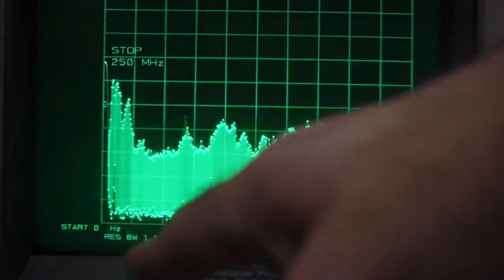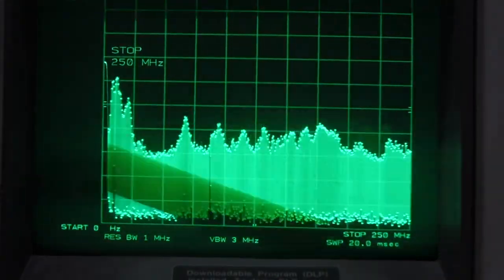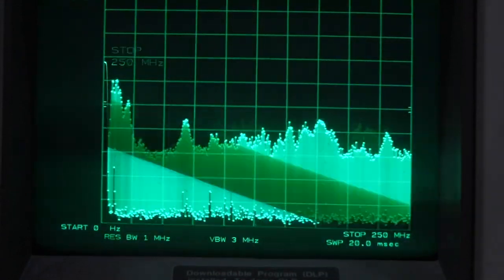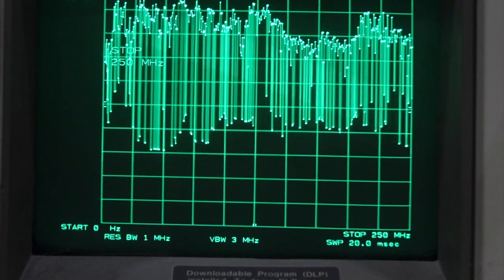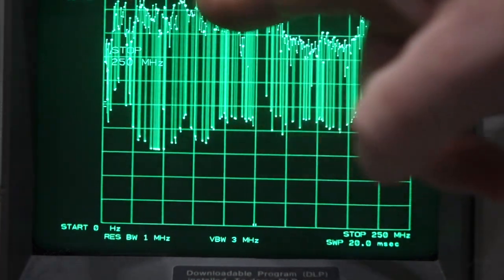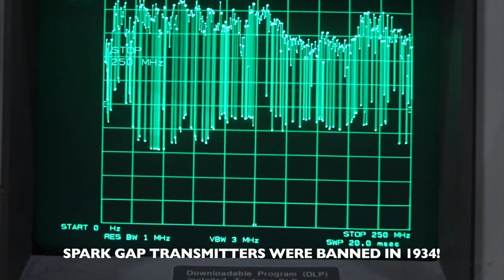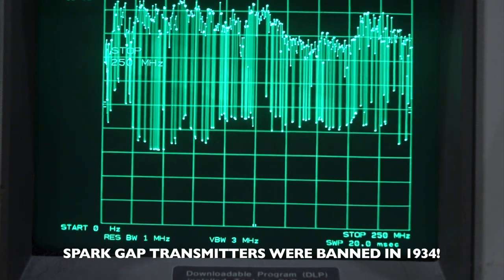And here it is from 0 to 250 megahertz, basically the broadcast band. Max hold. No, I'm at minus 10 dBm over a lot of the bands, so that would be bad if I had an antenna on this.